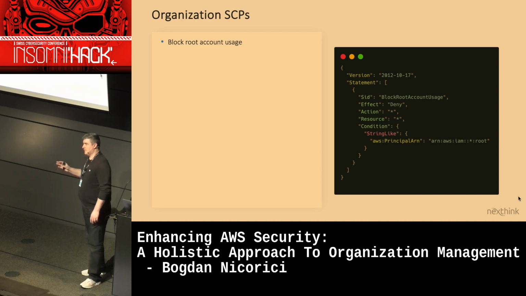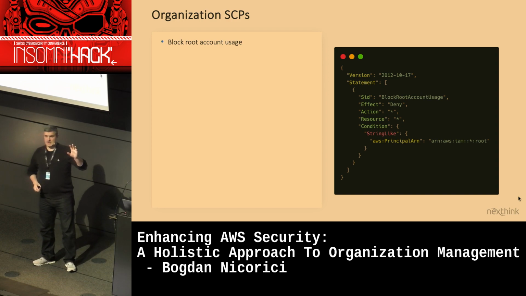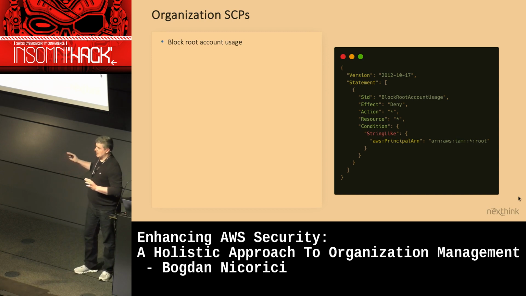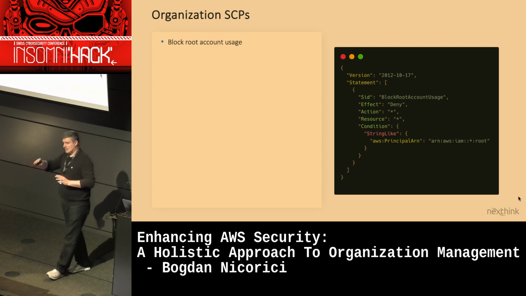But if you actually need to use that, in the first slide, when I was showing the organization structure, we do have an organization unit where there's no SCP blocking the root usage, which means we can move the account into that organization unit, perform the action we need, and then we move it back.